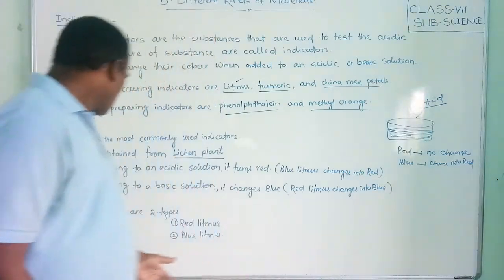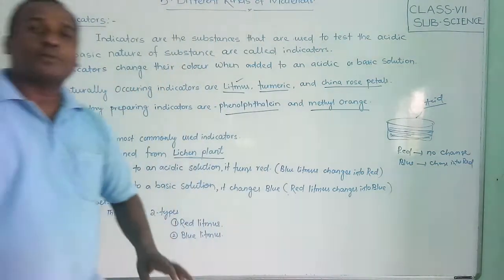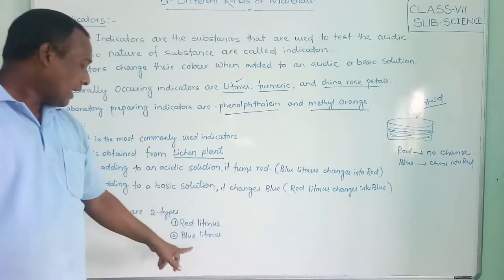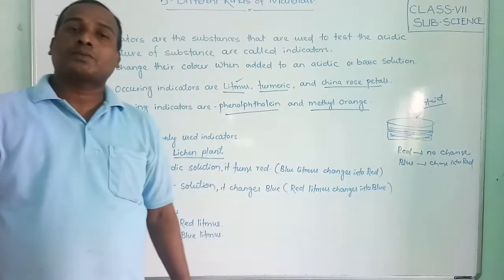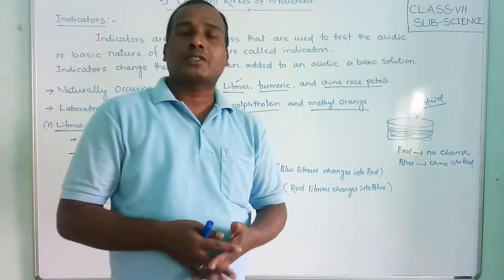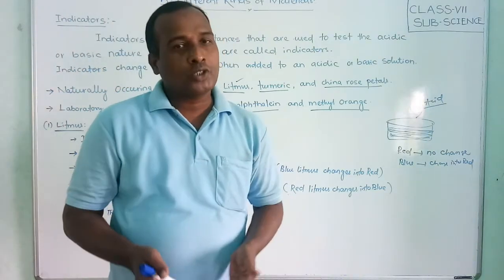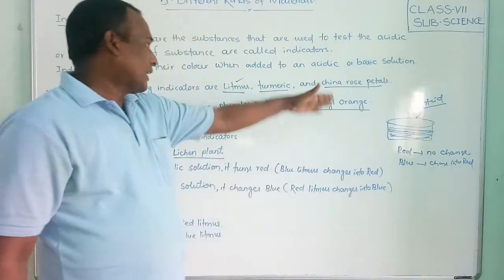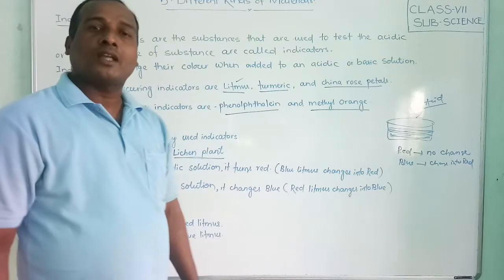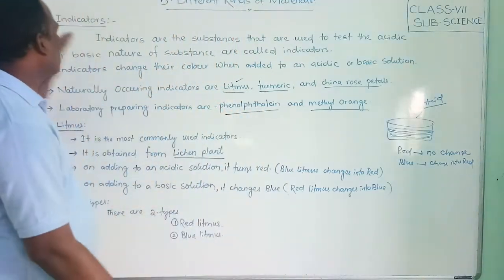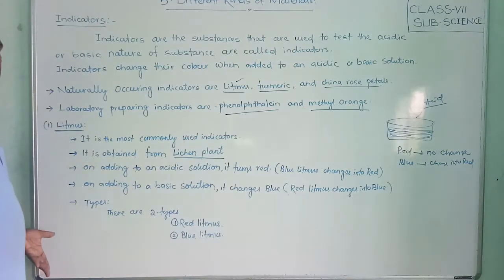Okay students? So how many types of litmus paper are there, students? There are two types of litmus, red litmus and blue litmus paper. Okay students, tomorrow we are going to discuss what a neutral solution is, and indicators like turmeric, china rose, phenolphthalein and methyl orange in the next video. Okay students, I hope you have understood about indicators and litmus paper.